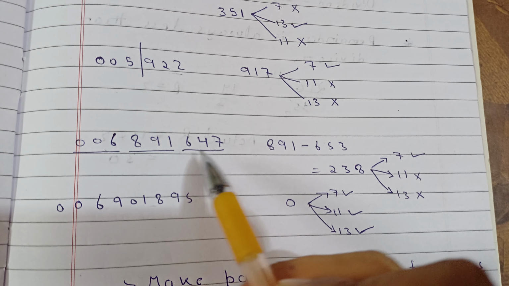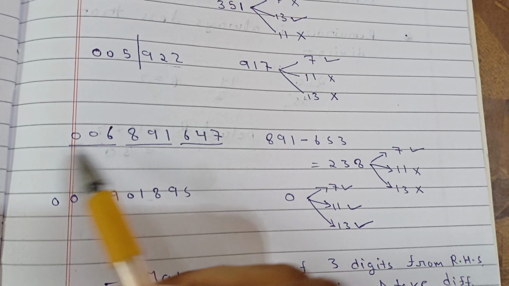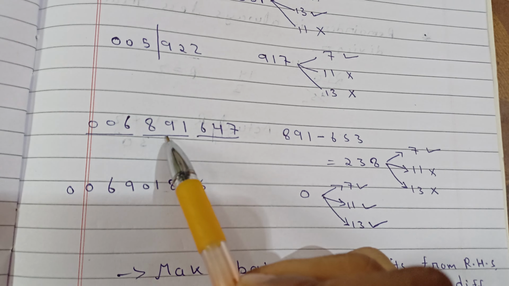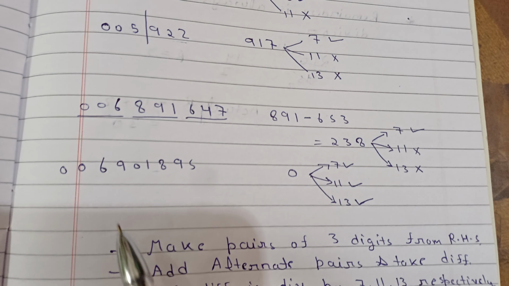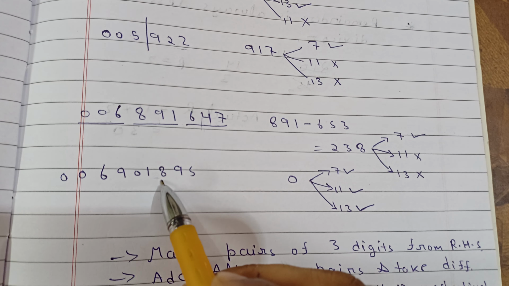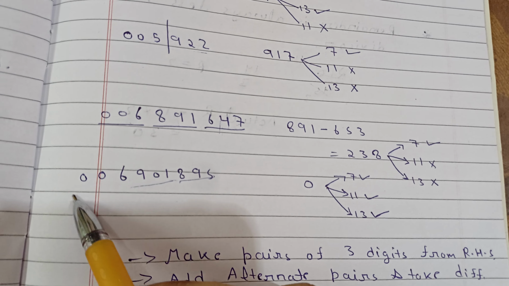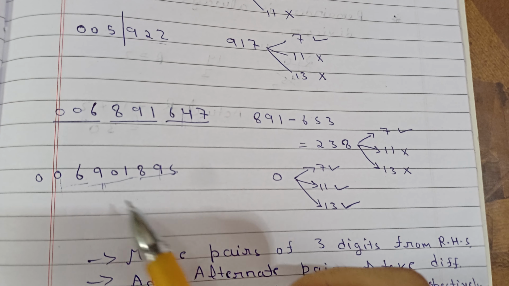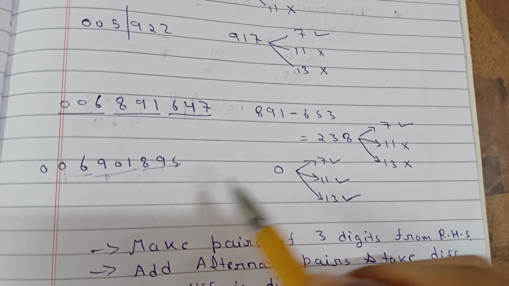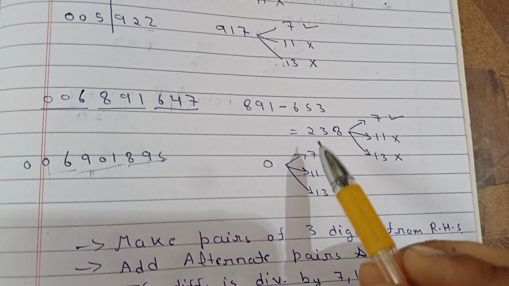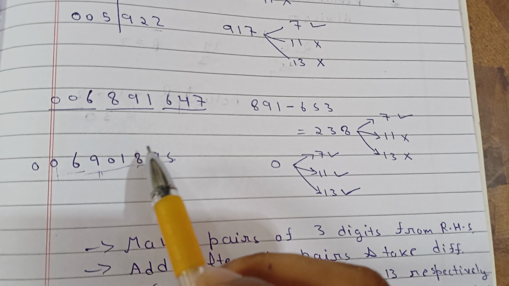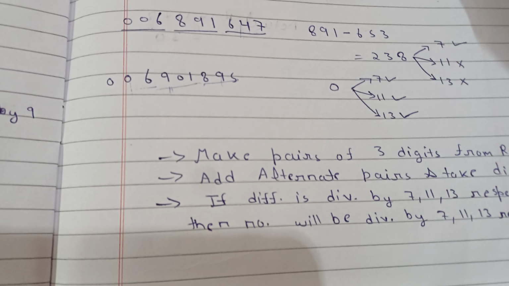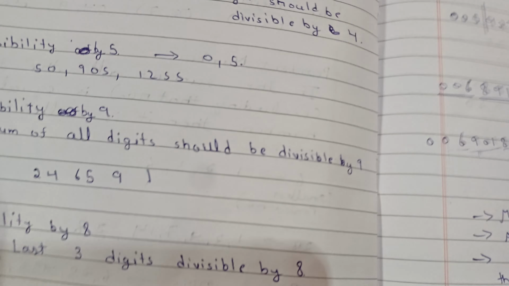Now this was a whole number, take the pairs 1, 2 and 3. Now take the alternate pairs, add these two, subtract this, take the difference and check. Now this is the number, take the 1 pair, 2 pair and 3 pair, sum these two and subtract this one. So you will get 0 here, and 0 is divisible by 7, 11, 13. Then you will see that this whole number is divisible by 7, 11, 13 completely. So this is a very interesting rule. Remember, this is very useful also.